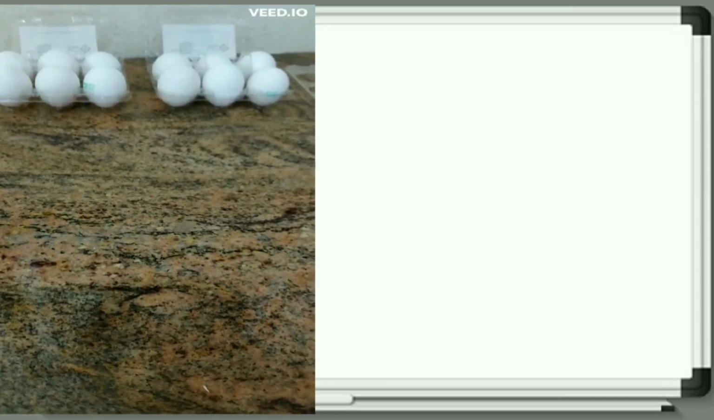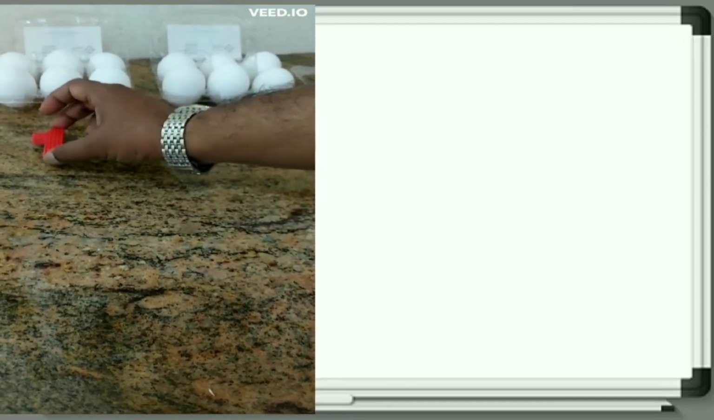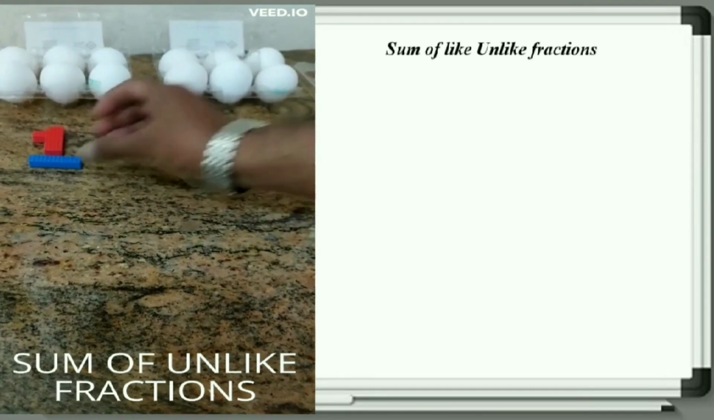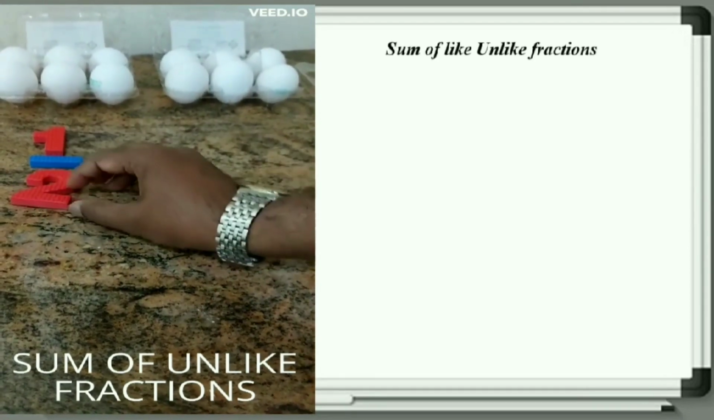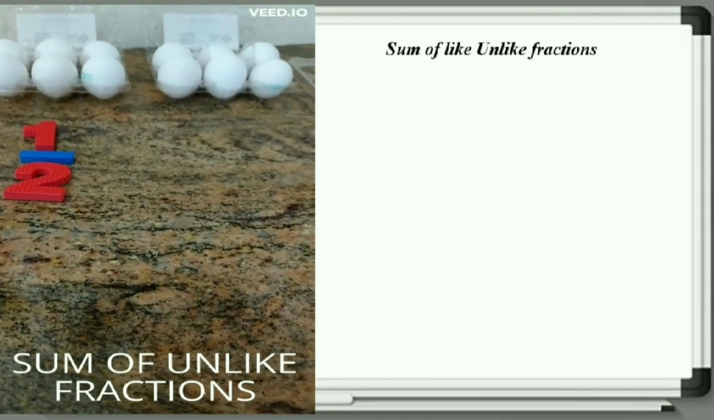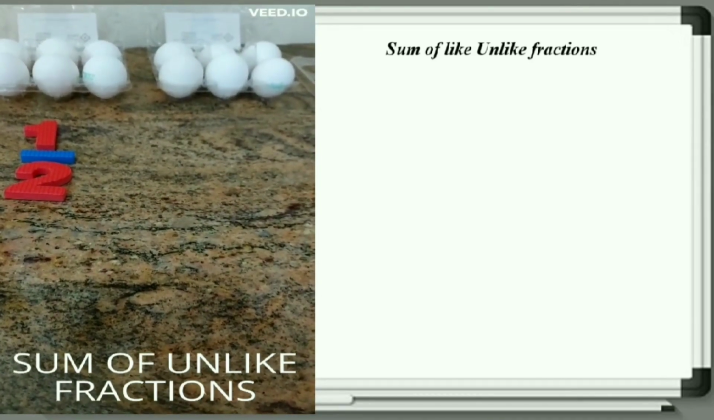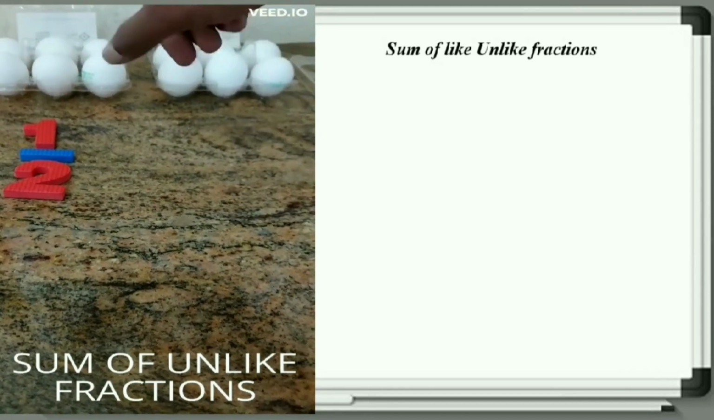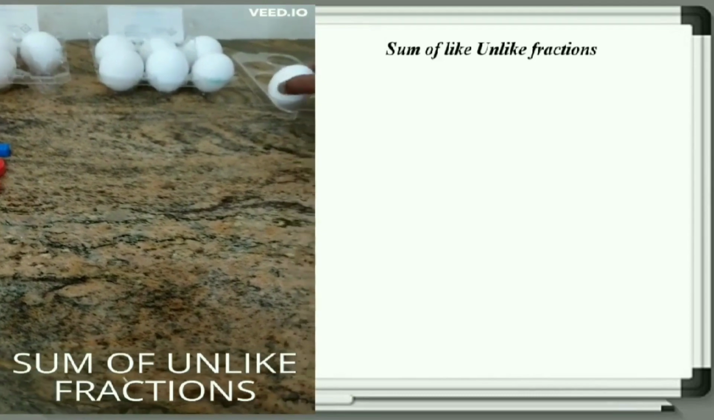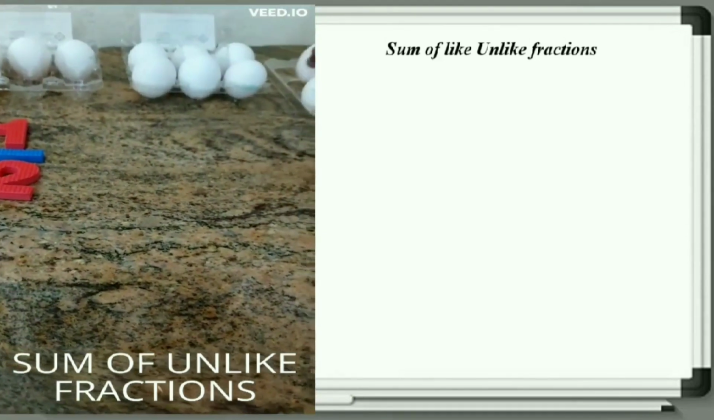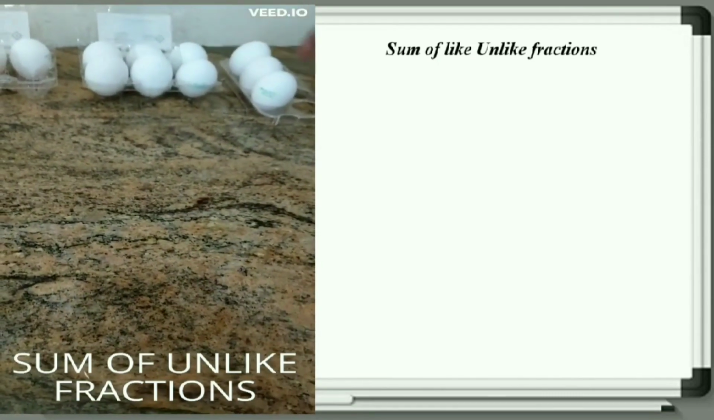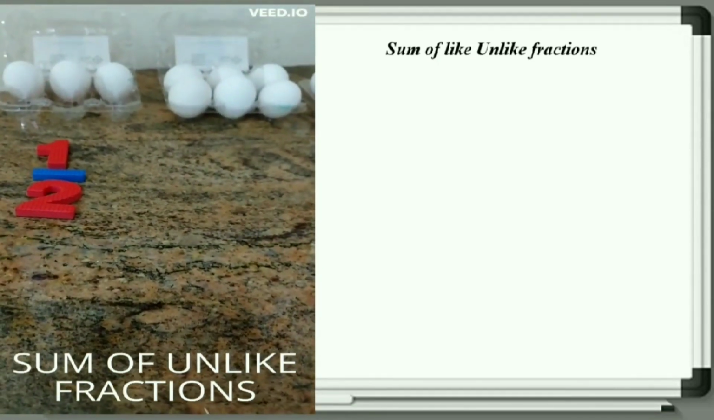So I'm going to show you now the sum of unlike fractions. My first fraction here is 1 over 2. What is the meaning of 1 over 2? Here 1 over 2 means I will take half of the x. Out of 6, I will take half, that is 1, 2, 3. You can see here, I have 3 x out. So this is 1 over 2.